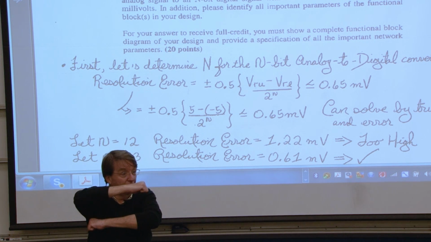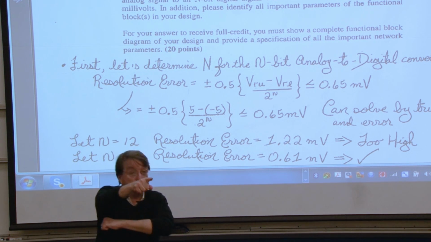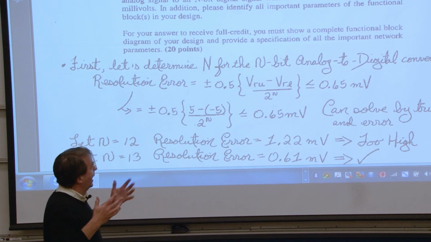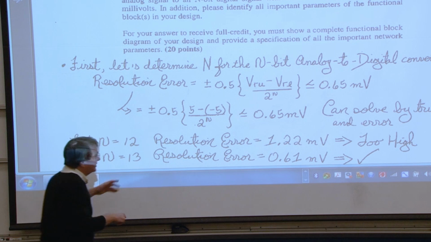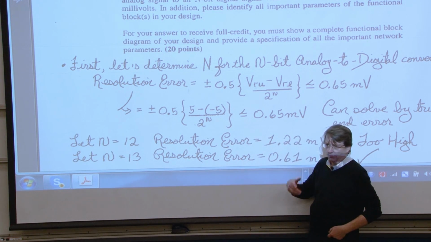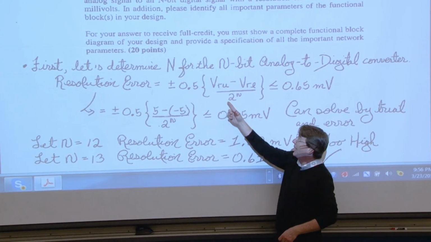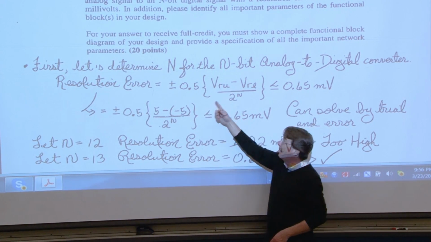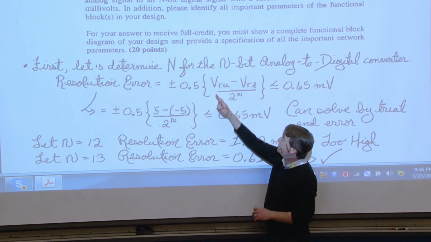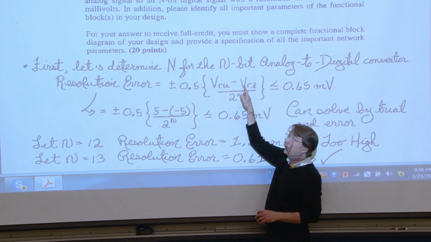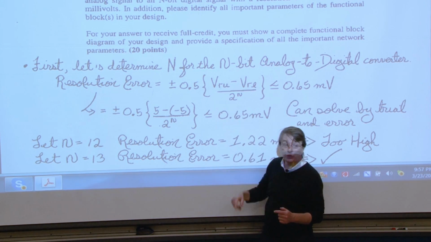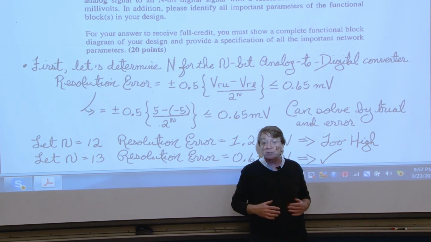So here we have 2 levels, and we're going to have a resolution error in the A to D converter. I ask you, can we make the resolution error less than 0.65 millivolts? If you go to the formula sheet, and we talked about how to figure out this formula in the lecture, that's the formula for the resolution error. Plus and minus a half, because if you fall in the middle, you can go up or down. This is V range upper minus V range lower, I'm using the author's notation, divided by 2 to the n. n is the number of bits.